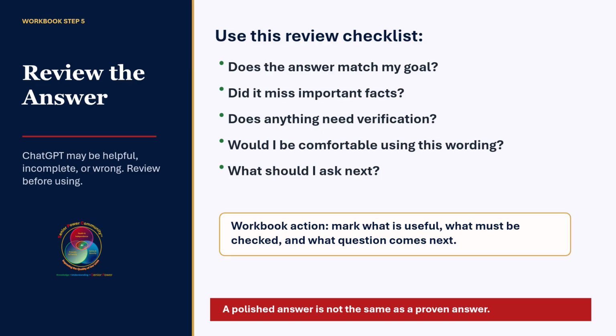The workbook gives you space to separate what is useful from what still needs to be verified. And that is how you use AI responsibly. You are not looking for a magic answer here. You are looking for preparation. Keep what helps, question what sounds uncertain, and verify anything important. The Senior Power rule is a confident answer is not the same as a verified answer.